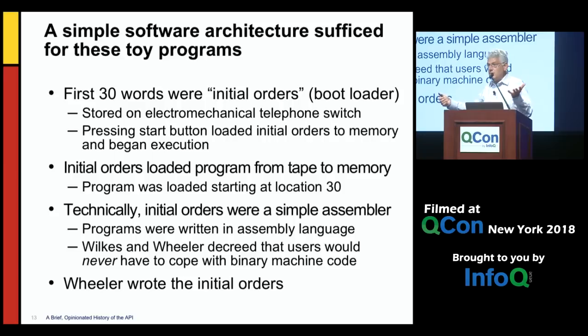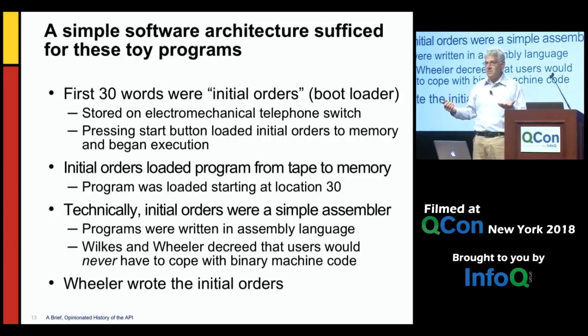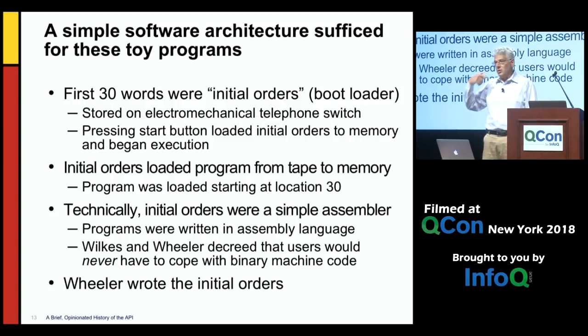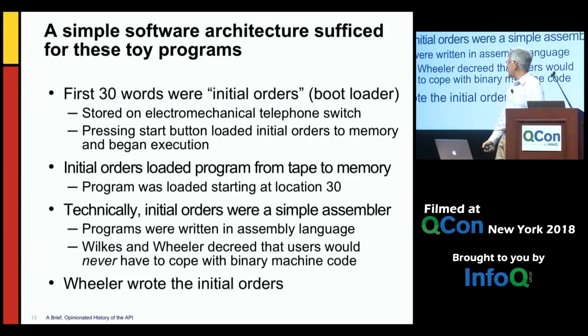Wheeler and Wilkes knew that humans would be making these tapes, and they wanted the machine to be kind of human-centric, so they decreed that humans could always program in assembly language, sort of mnemonic codes, rather than actual binary. So you never actually had to use the binary.